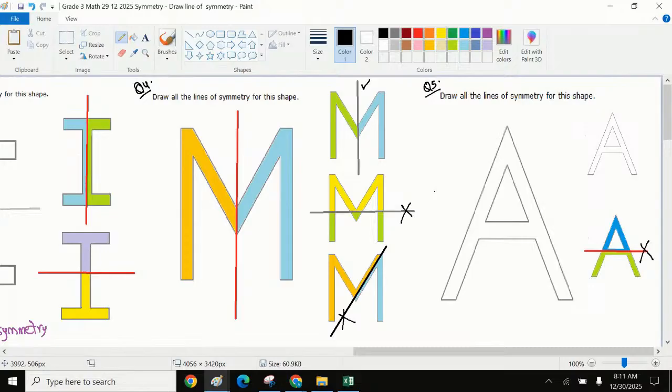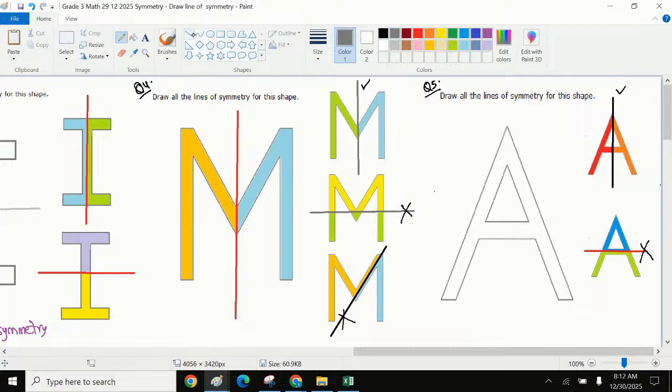Okay? So let's look at a vertical line over here. Can I say this is a line of symmetry? Is the shape on the left side equal to the shape on the right side? Are they exactly the same? No, they were not. But if we move it to the center, now let's see if they are equal. Can I say this part of the shape is the same as this part of the shape? That means the alphabet A can have a vertical line of symmetry.